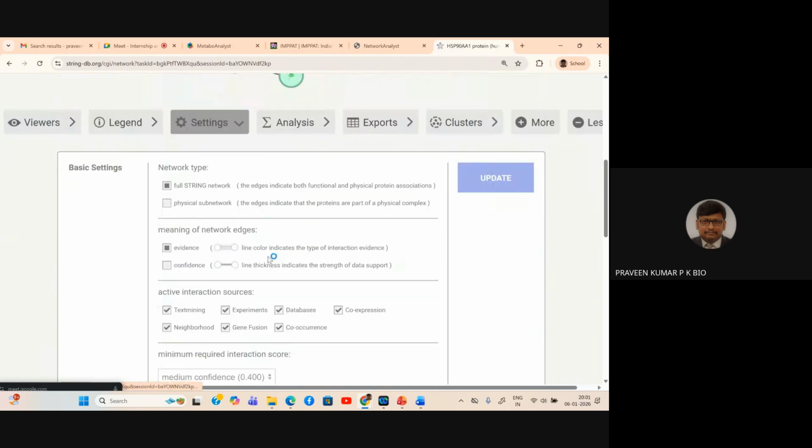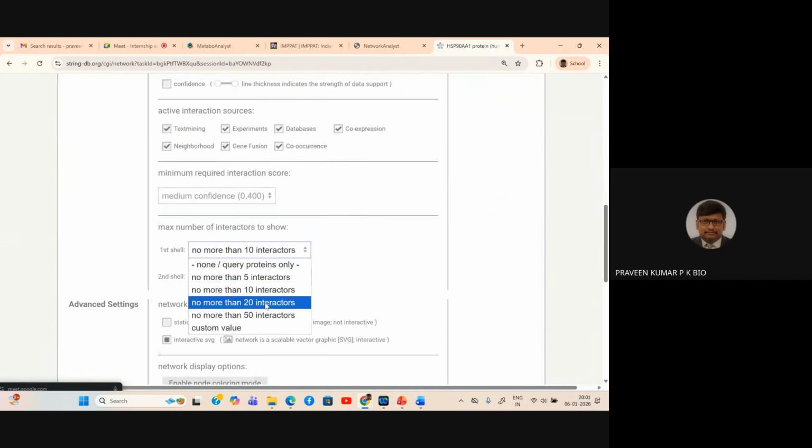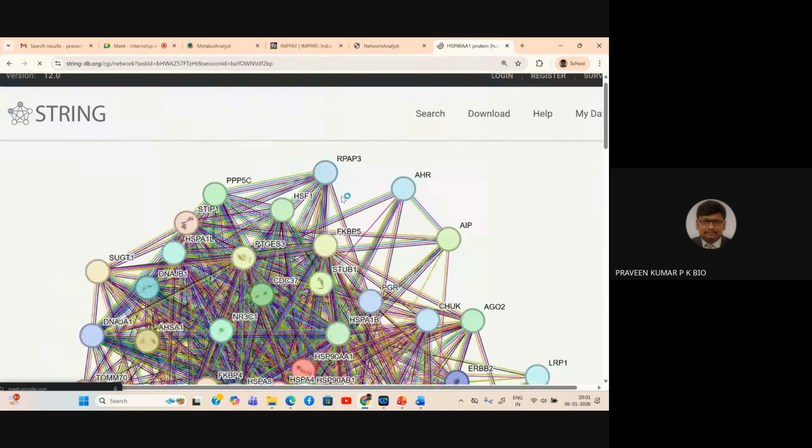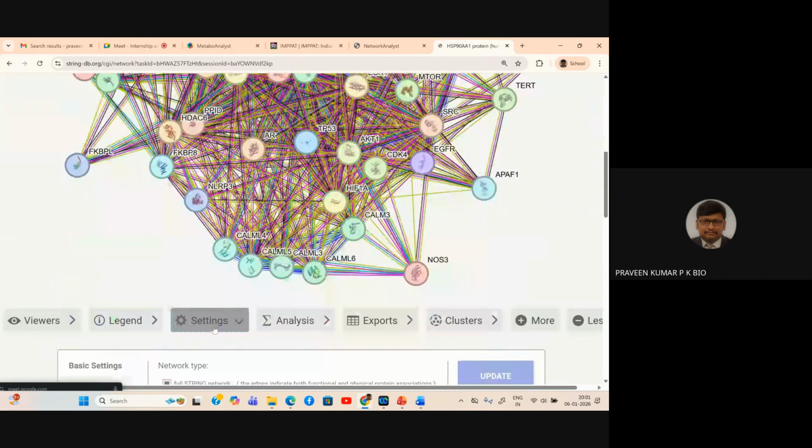But if I am focusing on a particular disease and I want to increase the interactions, first I have to go to the settings. In the settings, instead of 10, I can give it 50. And if you want to increase it to 100, you can increase it to 100. Whatever I gave as 50, if you click update, you can see 50 interacting proteins.